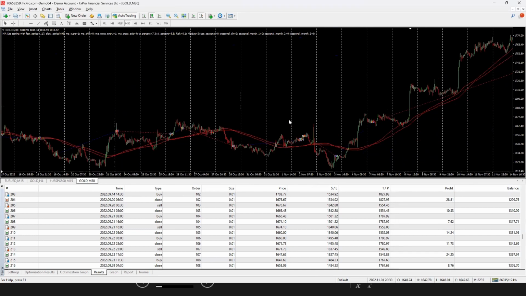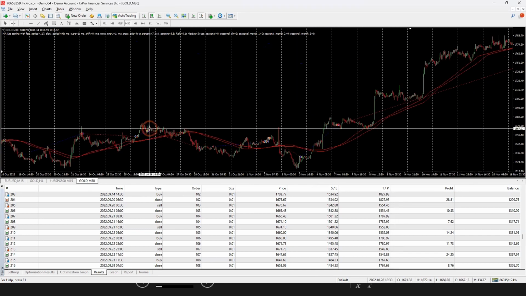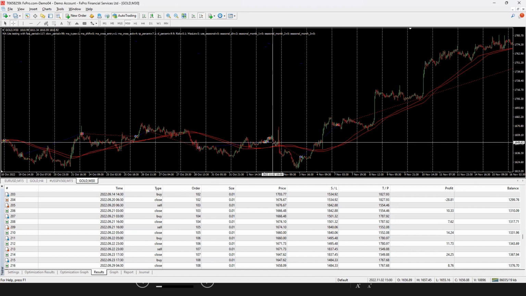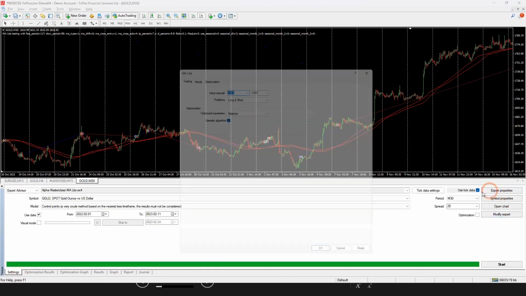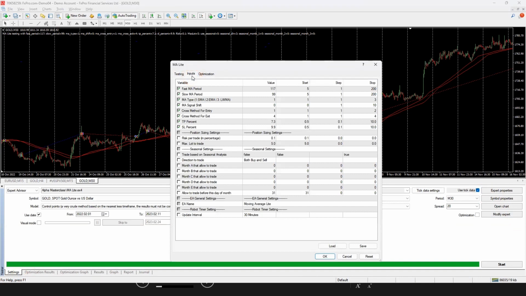So it sells from here to here, buys from here to here, sells from here to here, buys from here to here. So the thing is that if you look into the Expert properties and the inputs there, notice what is very special. Your fast moving average is 177. Your slow moving average is 99.